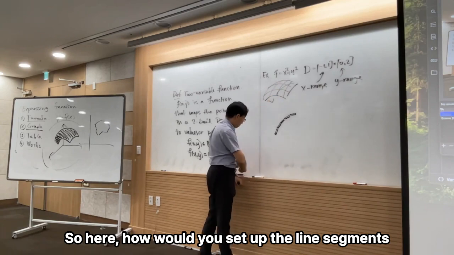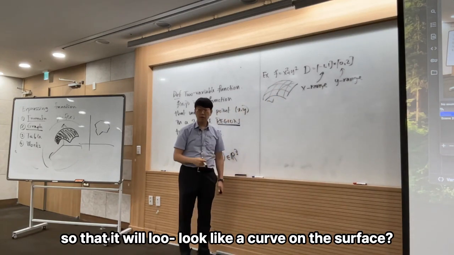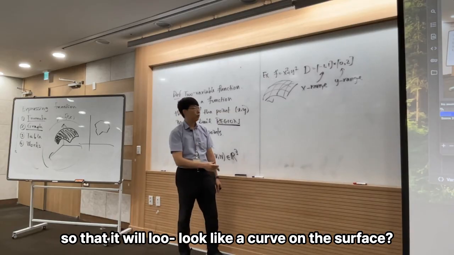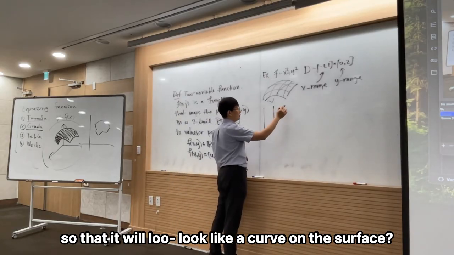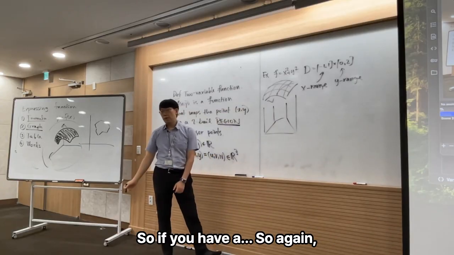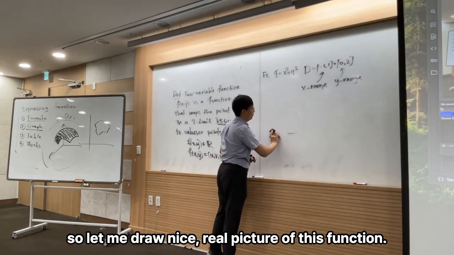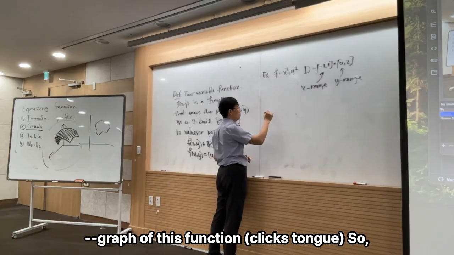So here, how would you set up the line segments on the surface so that it will look like a curve on the surface? So let me draw a nice real picture of this function, a graph of this function.